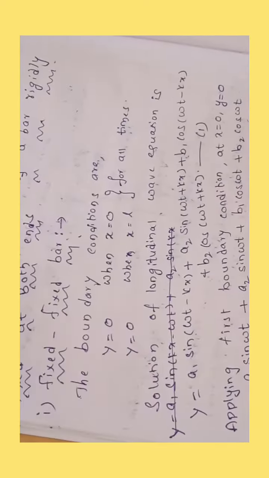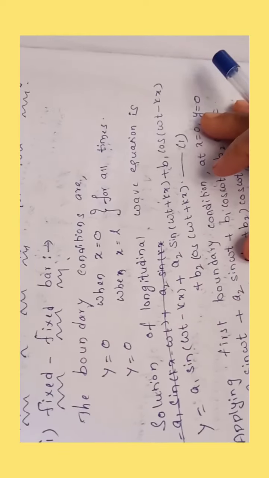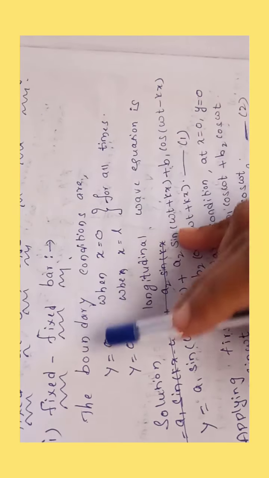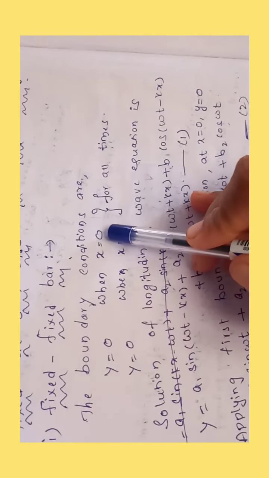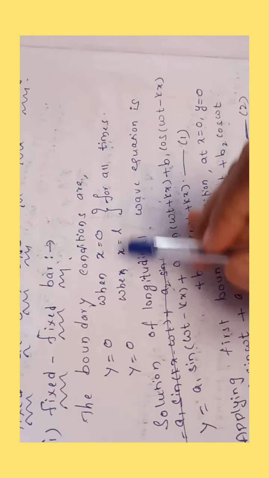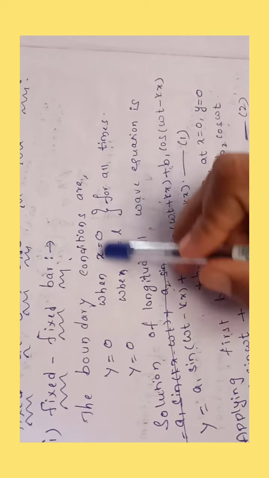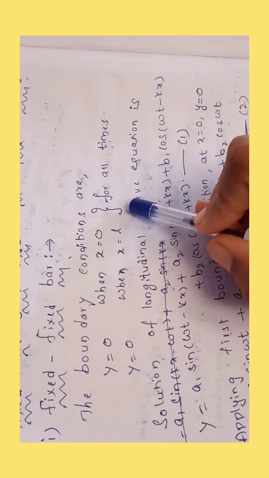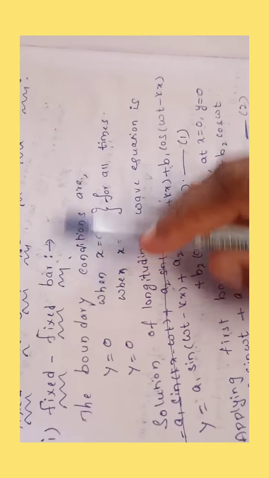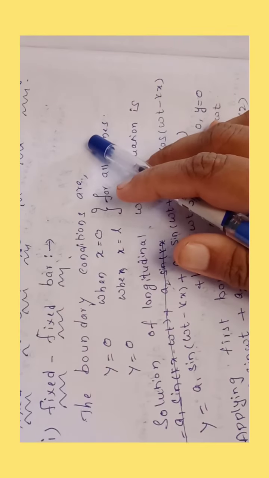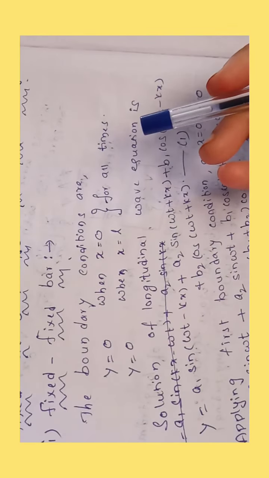Now, let us go for fixed bar. The boundary conditions are y equal to 0 when x equal to 0, and y equal to 0 when x is equal to L. Here we took a bar of length L, and we are saying the bar is fixed at both ends. So displacement at end points becomes 0 for all times.